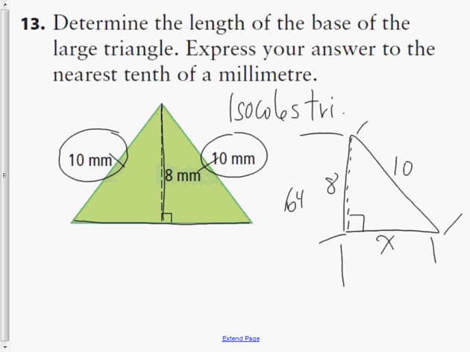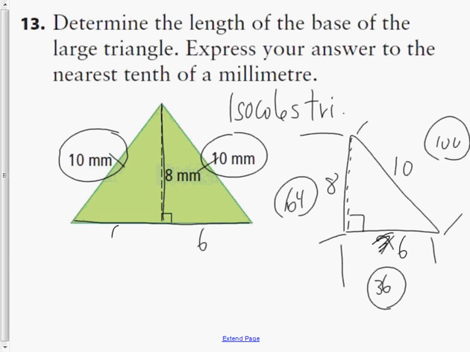This is 64. This would be 100. This plus this area would equal 100. So using subtraction, I can figure out this area of the square that was attached to that part would have been 36, which makes x 6. But that's not the base. That's only half the base. Since this other half over here is the exact same measure, it's also 6, which makes this base 12 millimeters in length.